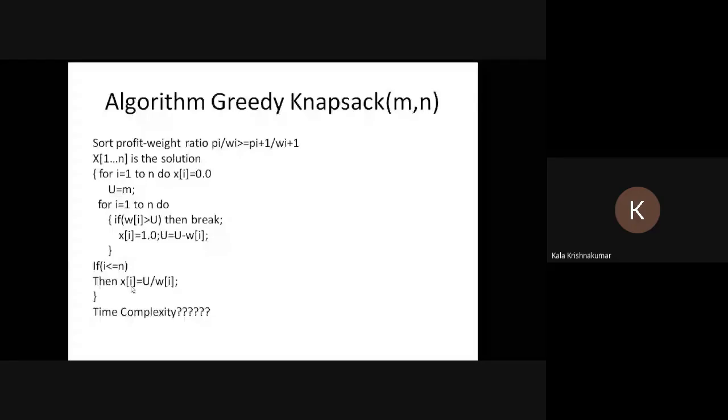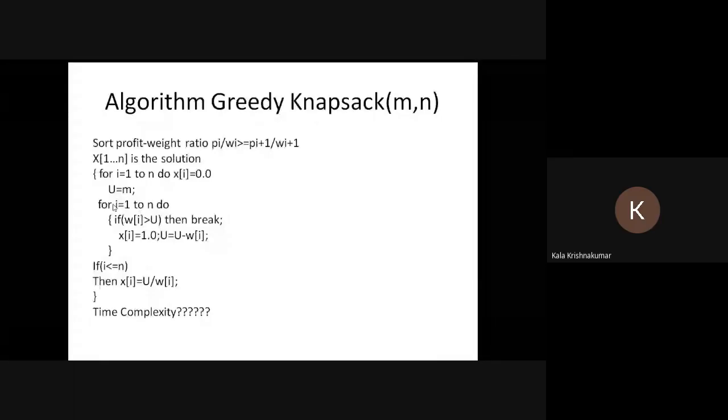Then what is the time complexity of this algorithm? You have one for loop here, 1 to n, and u equal to m. For i equal to 1 to n you do this thing, so this time is linear. Here it is also 1 to n. These are two loops, so the total time is big O of n. T of n equals big O of n. What else?